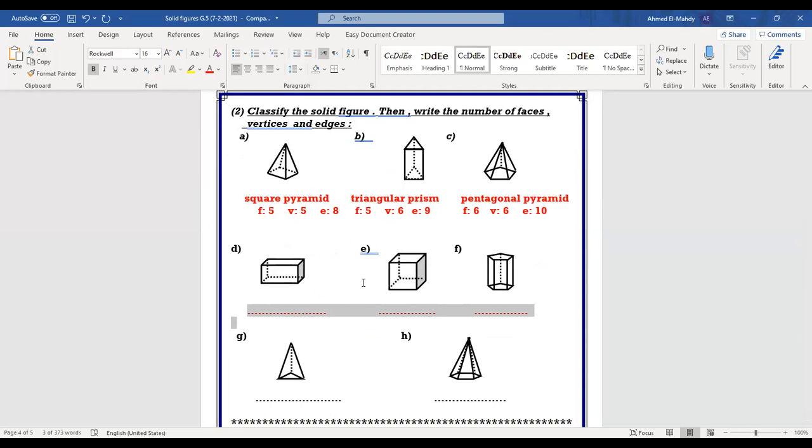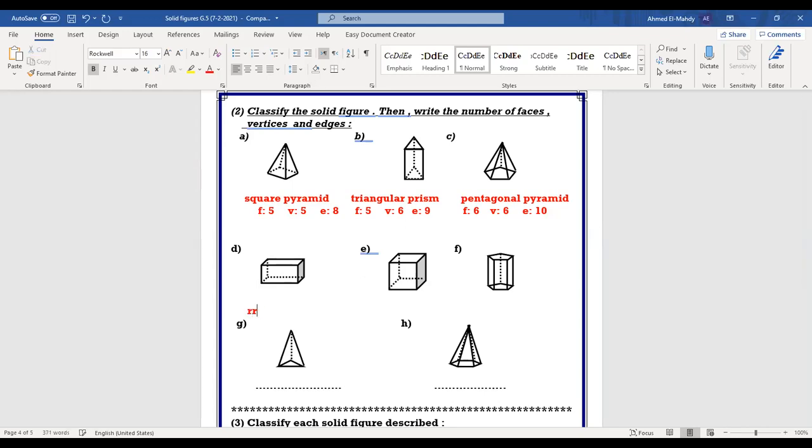What is the name of this prism? It's a prism. What is the shape of the base? This is the base, the bottom. A square? This is a rectangle, not a square. So this one is a rectangle. Rectangular prism. Close. Okay.